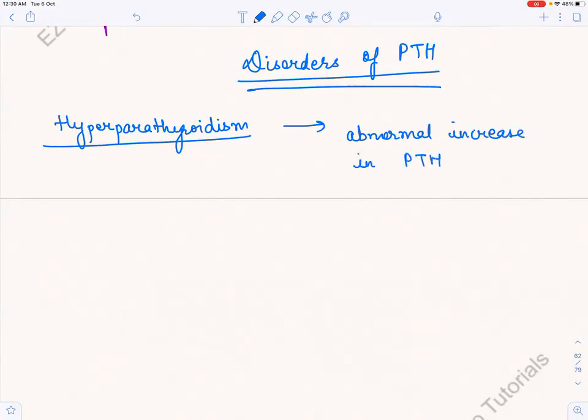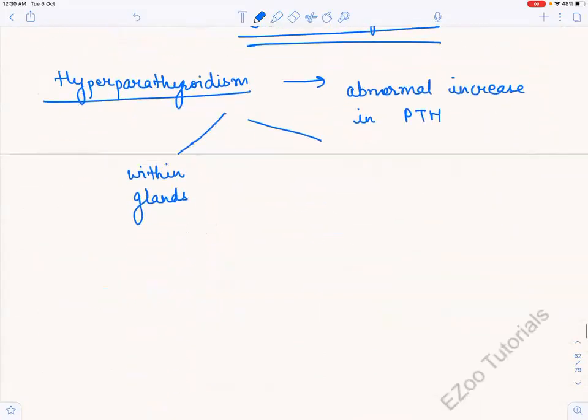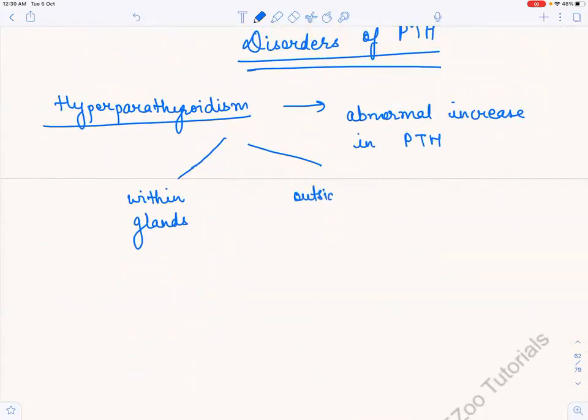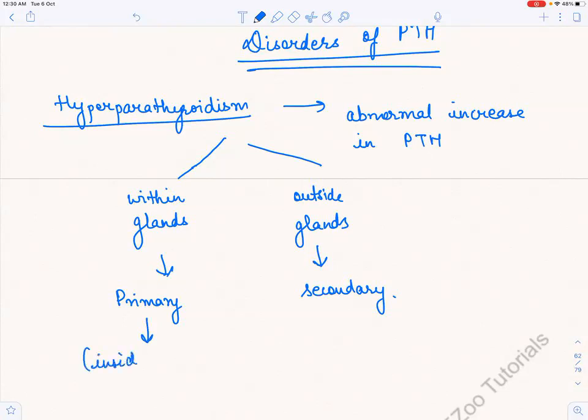Basically, hyperparathyroidism can be divided into two types. One which is occurring within the glands, and one which is occurring outside the glands. Within the glands, we can say that it is primary hyperparathyroidism. Outside the glands, we can say it is secondary. Generally, this primary abnormality is inside or adjacent to the parathyroid gland.